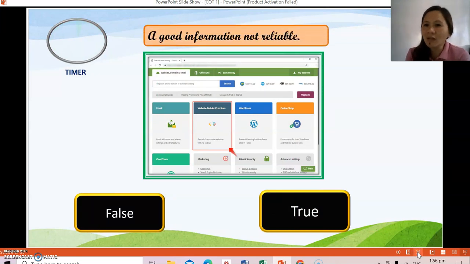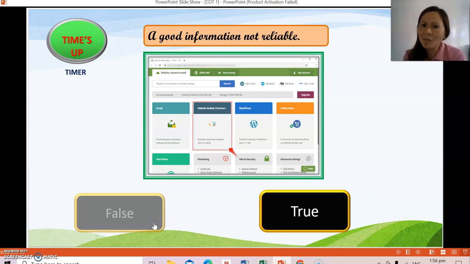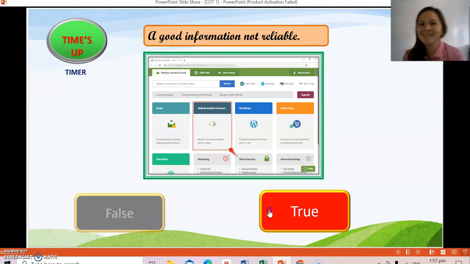A good information is not reliable. Is this sentence true or false? So what is your answer? Okay, so I think this one is not correct. Take note, class, that a good information is not reliable. So this is false. This one is not correct. The answer must be false.